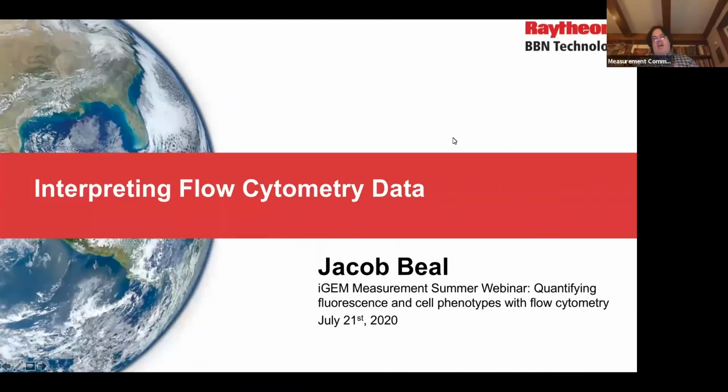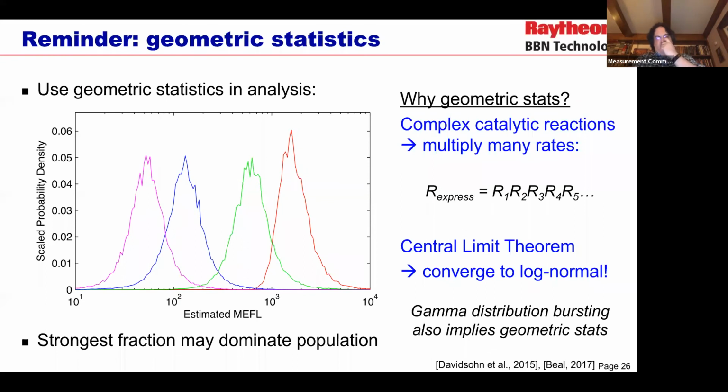So let's move to the last unit I wanted to talk about here, which is, now that we've got a big pile of well-calibrated flow cytometry data, what do we want to do to visualize and interpret it? So let's start with a reminder that we're going to be thinking about things not in terms of ordinary means and standard deviations, but in terms of geometric statistics, which are essentially means and standard deviations on the log scale.